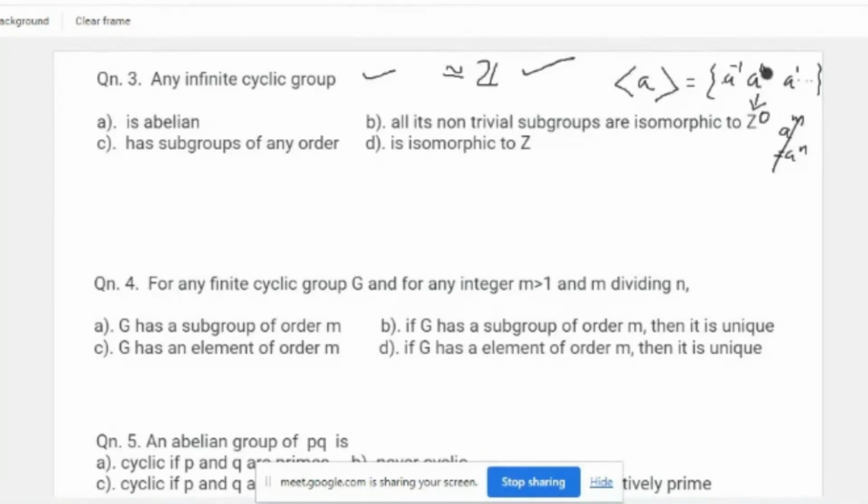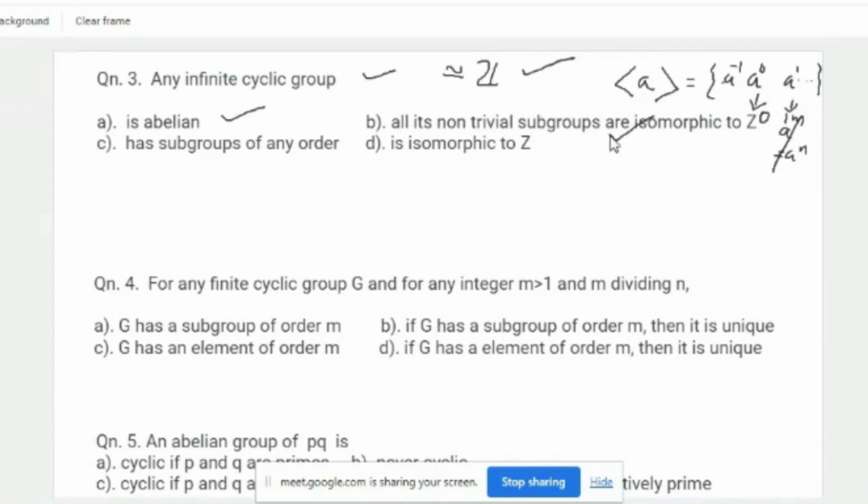You can map a raised to 0 to 0, a raised to 1 to 1. It's a natural association like this, and that will give an isomorphism. So any infinite cyclic group is isomorphic to Z. Then you can easily attempt this question. It is abelian, that is right. All its non-trivial subgroups are isomorphic to Z.